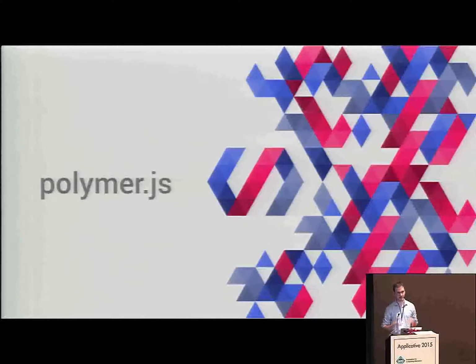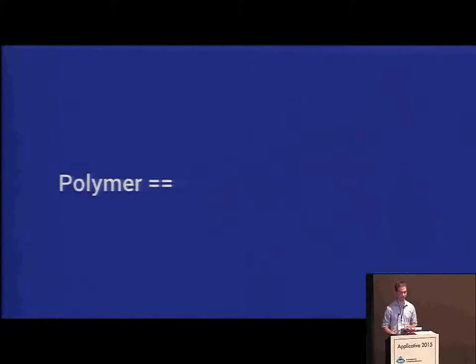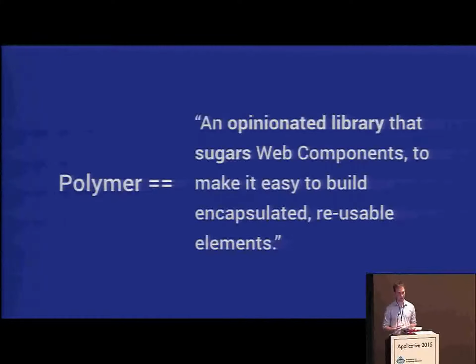So Polymer.js, this is the library. This is Polymer core. This is what I'm talking about when I'm talking about Polymer. So what is Polymer.js? Polymer itself is nothing more than an opinionated library that sugars web components to make it easy to build encapsulated reusable elements. So the key part of this sentence is opinionated.